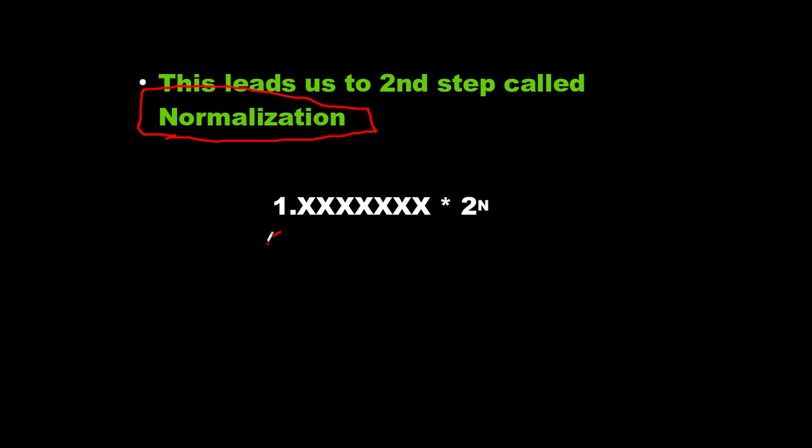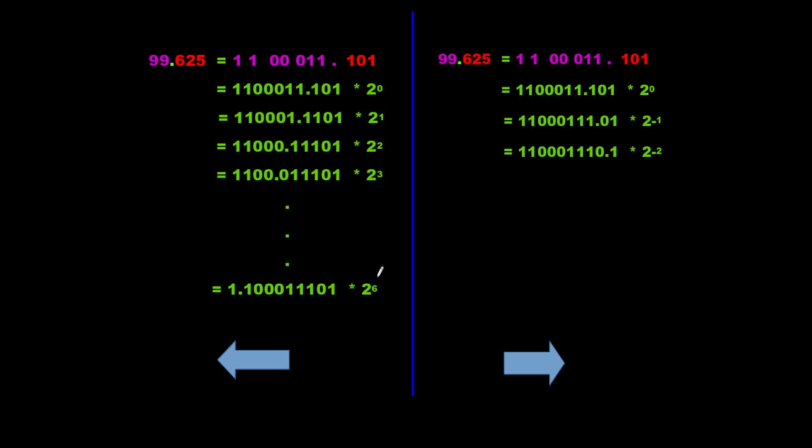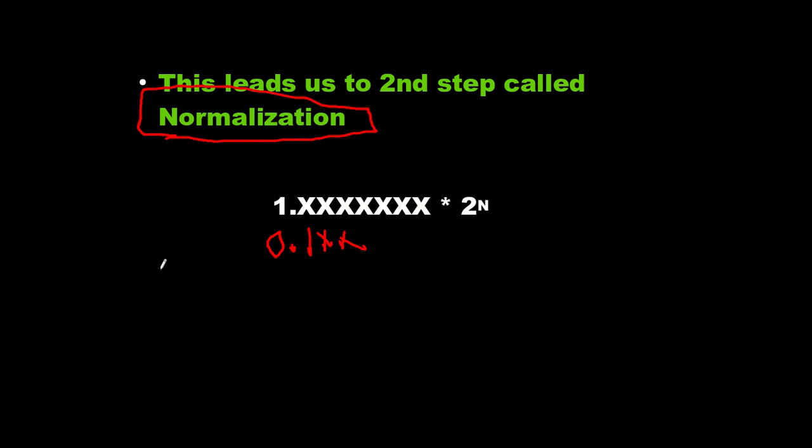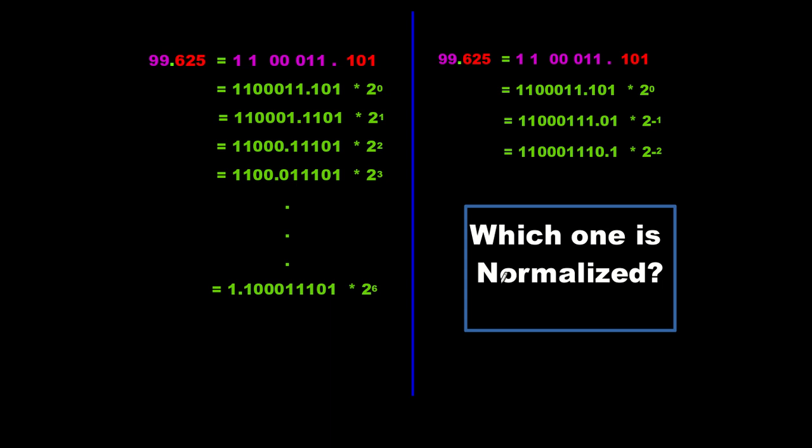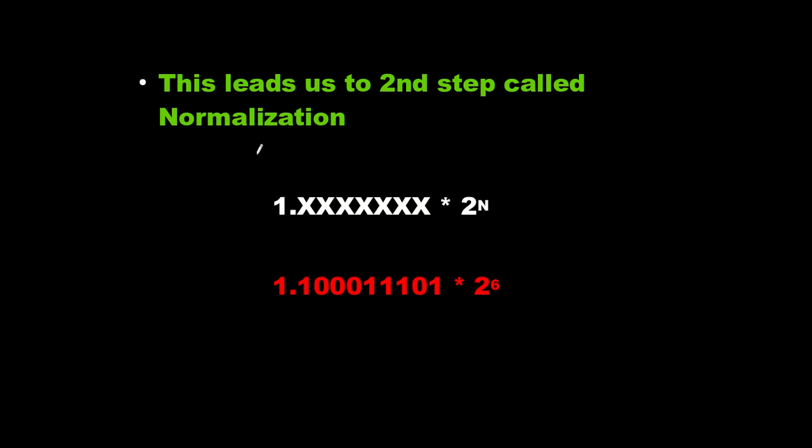The 1 point. And remember, I said in the previous one, the old version, we had the xxx, meaning the rest of the number. For our example, we're going to take this as our standard or normalization, 1 point x x x x x, whatever we have. So now which one is normalized? This one, we said it's this one. Now this leads us to the second step.